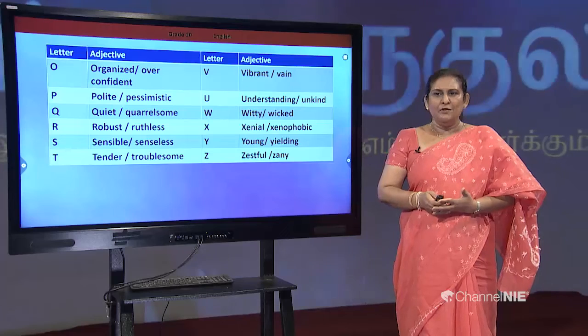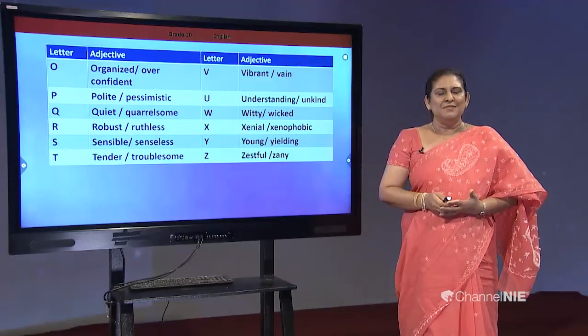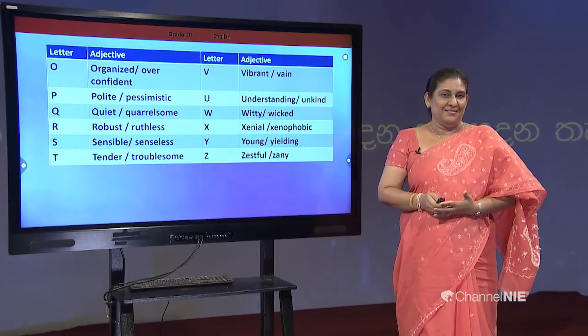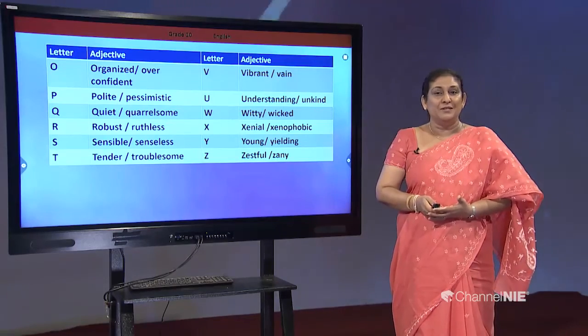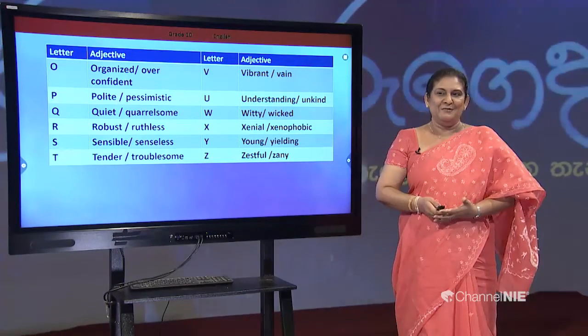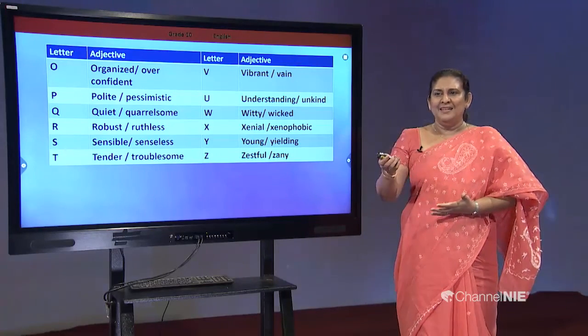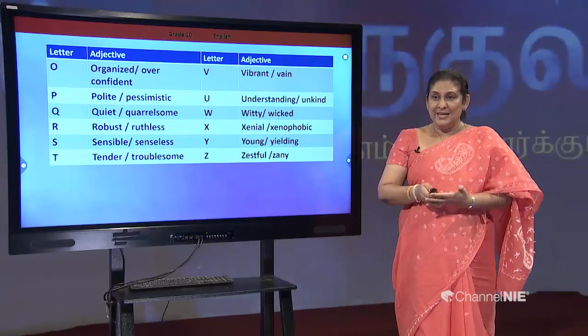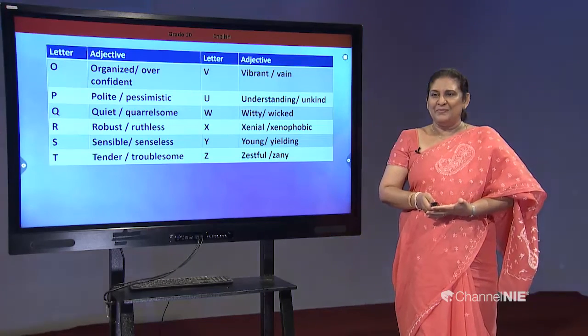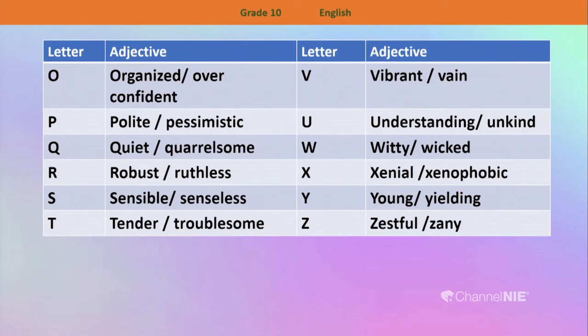Xenophobic. Xenophobic is a person with a fear of strangers. Sometimes you fear foreigners. Such a person is called xenophobic. Then young and yielding. Zestful and zany. That is another new word. Zestful, of course, you know, means very energetic, robust. And zany is weird or strange in a negative manner.